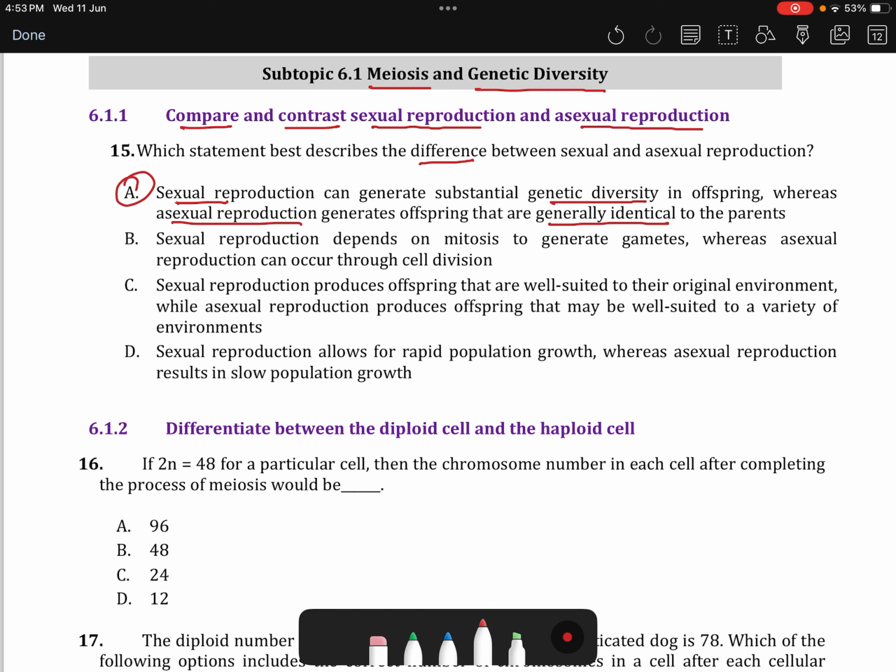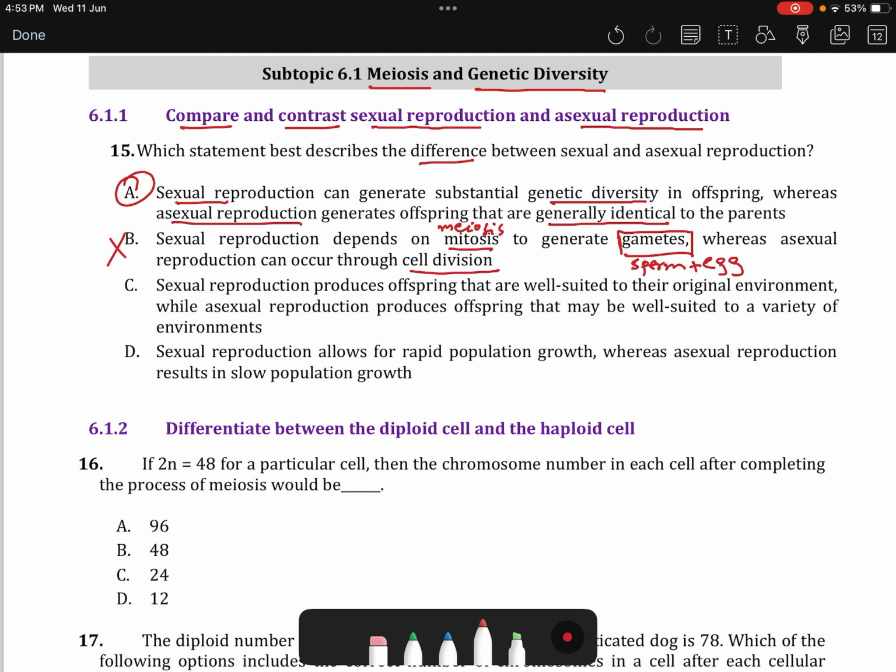Sexual reproduction depends on mitosis. No, it depends on meiosis to generate gametes. So also remember one more thing, that sexual reproduction leads to the formation of gametes like sperm and egg, whereas asexual reproduction can occur through cell division. Okay, so this is wrong.